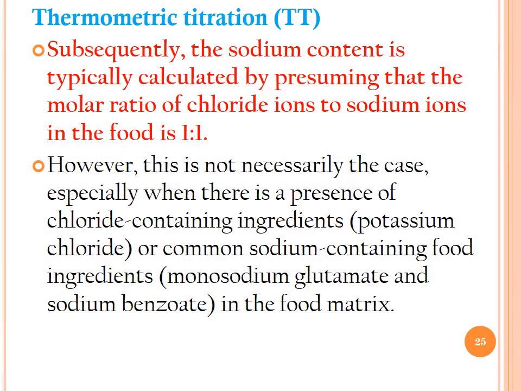Subsequently, the sodium content is typically calculated by presuming that the molar ratio of chloride ion to sodium ion in the food is 1:1. However, this is not necessarily the case, especially when there is the presence of chloride containing ingredients like potassium chloride or common sodium containing food ingredients like monosodium glutamate and sodium benzoate in the food matrices.